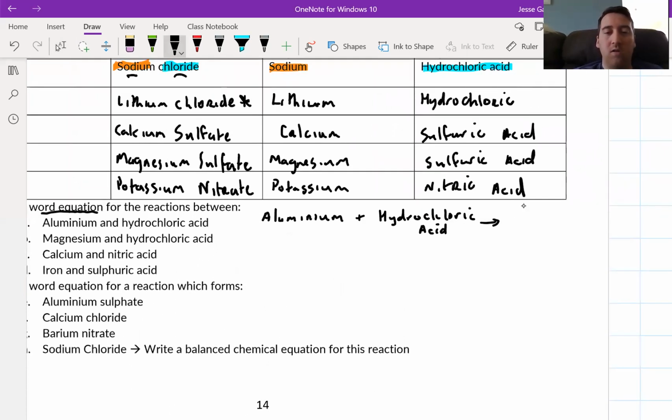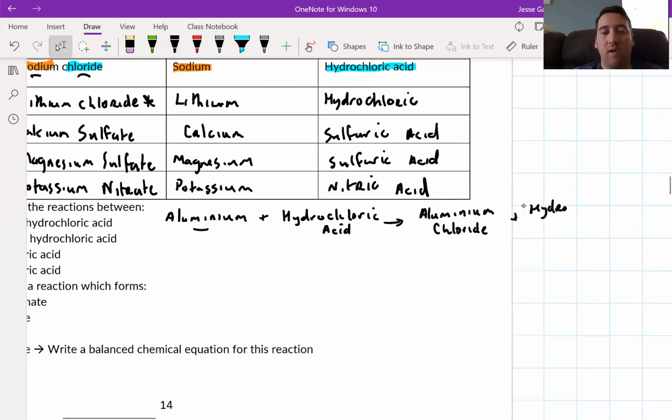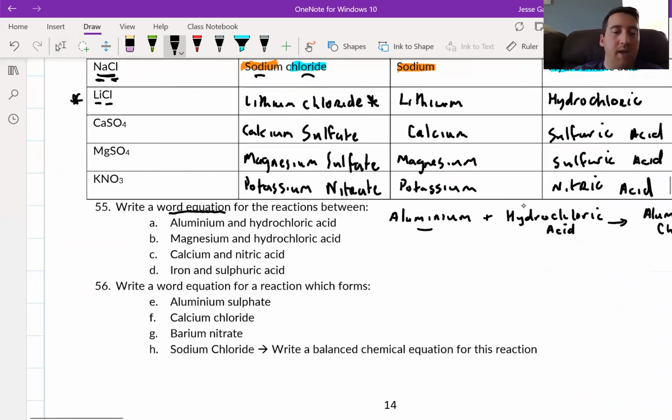And now we have to name the salt. So it's aluminium and hydrochloric acid, so it's aluminium chloride. Now that I've shown you how to do the first one, A, you're going to do B, C, and D now. Pause the video and do those now.